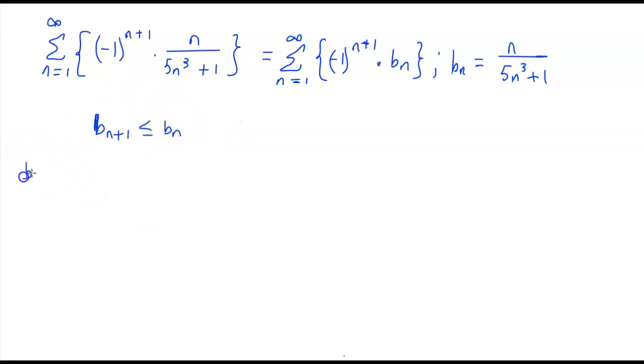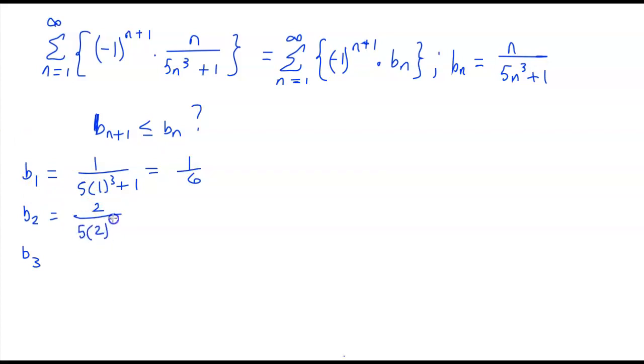So if we go and actually just start listing terms here, let's say if I do b sub 1, b sub 2, and b sub 3. So b sub 1, if I was to do this, will be 1 over 5 times 1 cubed plus 1, which would just end up being 1/6 once I'm done with everything. If I do it again here, then this will end up being 2 over 41. And if I do it again here, that would be, looks like 3 over 136, I believe.